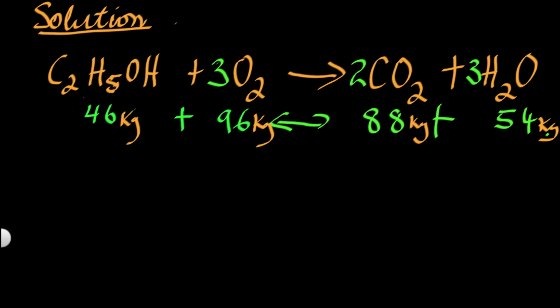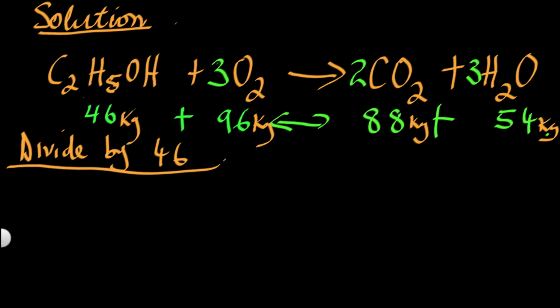Guys, it doesn't matter whether it is the combustion of sulfur or the combustion of carbon or the combustion of any other element, the approach is the same. Or even if it is not a combustion reaction, the approach is the same when you're doing it from first principles. So now I can say if you have 46 kgs of ethanol, you need 96 kgs of oxygen to produce 88 kgs of carbon dioxide and 54 kgs of water. Now I'm going to divide by 46 throughout. So each of these masses, I'm going to divide by 46.